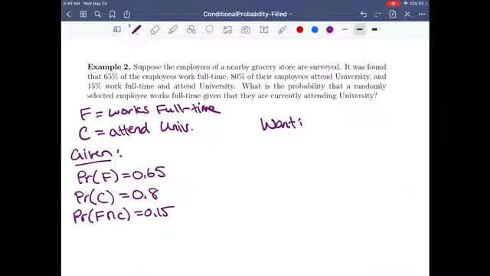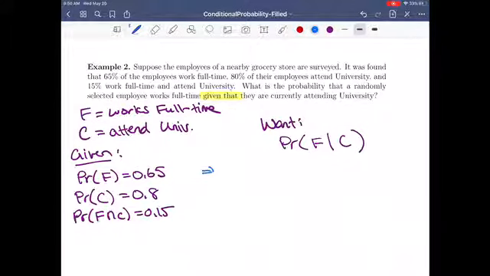And what they want is the probability that a randomly selected employee works full-time given that they're attending university. So we want to know the probability that F happens given that we know C happens. Now, when you're trying to decide if it's conditional or not, look for these types of words: given that, or if you know, or you're picking from this group. That can help you tell whether or not it's conditional.